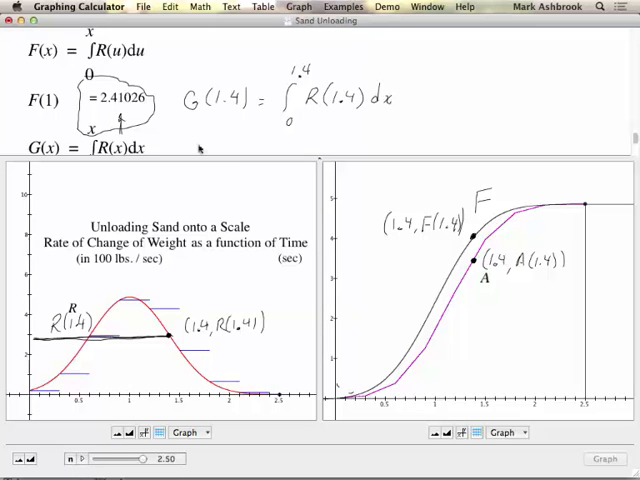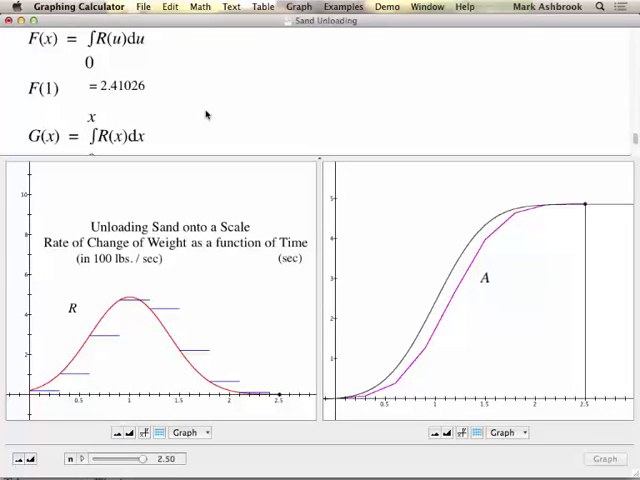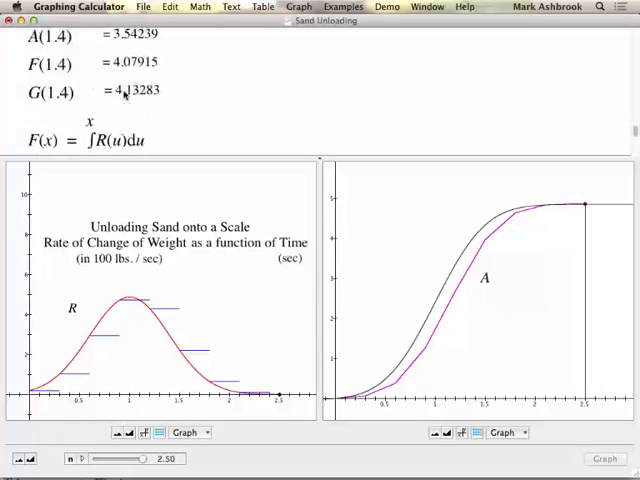Okay, so let's practice some. We need to practice interpreting these integral expressions.